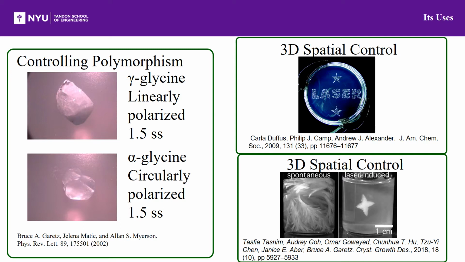You also have 3D spatial control. There you can see in an agarose gel a KCl water solution in which someone wrote out "laser" just by changing where the beam is pointing. Similarly, we were able to crystallize stellar dendrites in a glycine water solution inside of an agarose gel. But if you leave it alone, you get this tree branch structure that you see on the left.